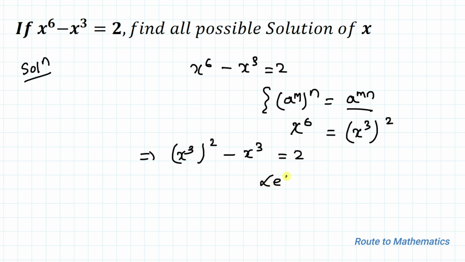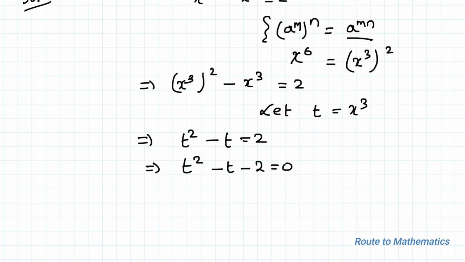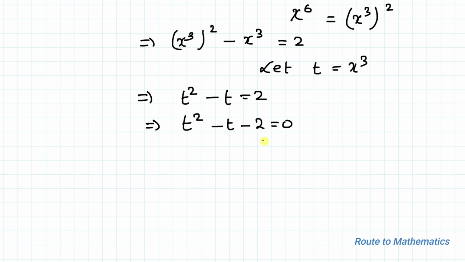Okay, now let's just consider t equals to x cube. So the above equation can be written as t square minus t equals to 2. This implies is, now bringing this 2 to the left hand side, we have t square minus t minus 2 equals to 0. Now here we have a quadratic equation. Let's just try to factorize it. So for factorization, I'll use middle term splitting method.